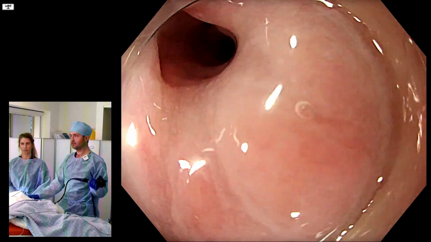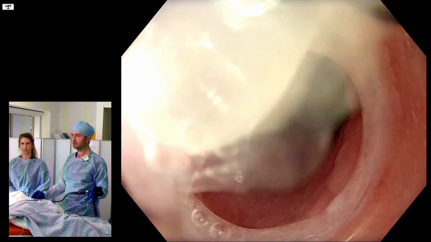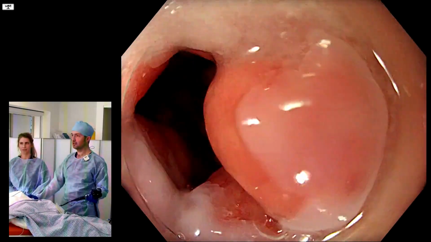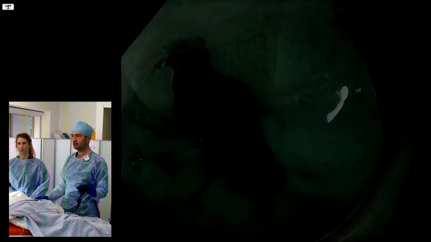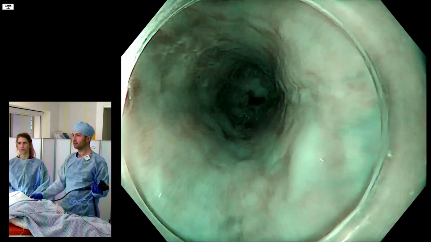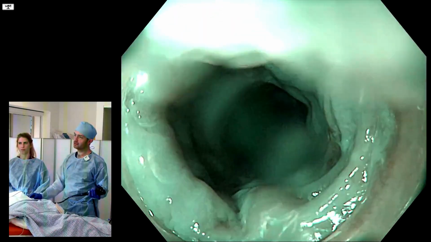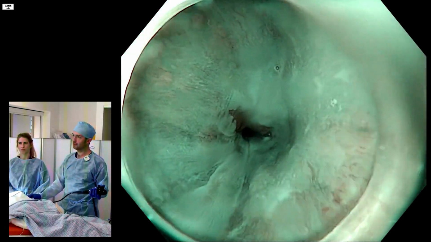But maybe this time we'll do the pullback in NBI. And actually you may have just sneakily noticed something there as I passed it, but let's try and just see if it's more obvious when we pull back. So there's something wrong with the esophagus. There's very clearly something wrong.